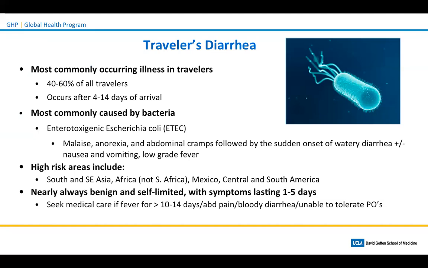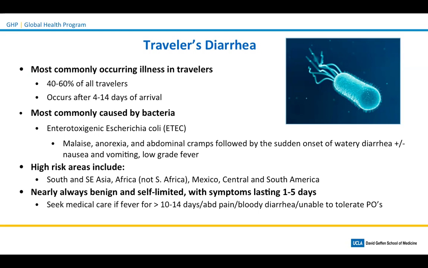Travelers diarrhea is the most commonly occurring illness in travelers. 40 to 60% of all travelers will experience this at some time or another. It tends to occur after 4 to 14 days of arrival. It is most commonly caused by bacteria, and ETEC is often the pathogen which is isolated.